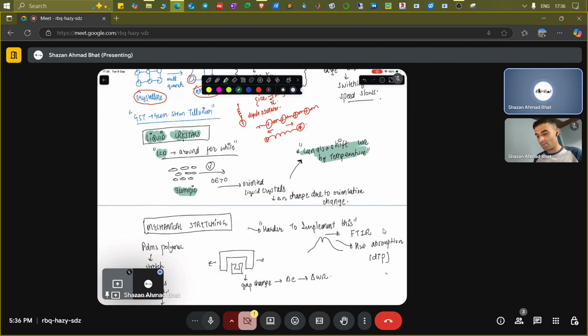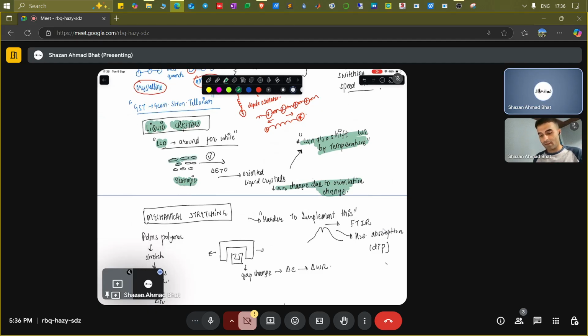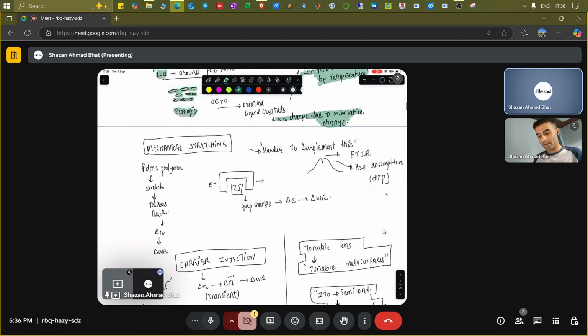You can shift the temperature and that is going to change the refractive index due to the orientation change of these particular crystals formed inside this particular system.